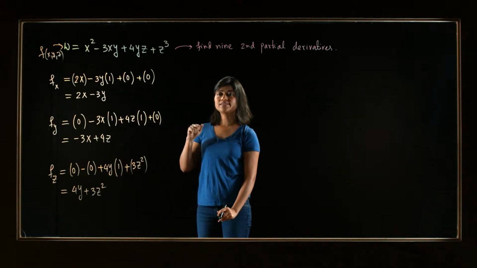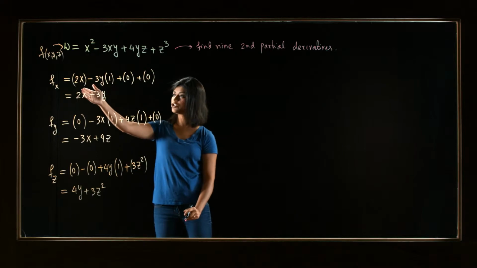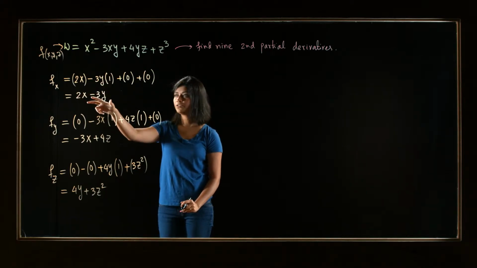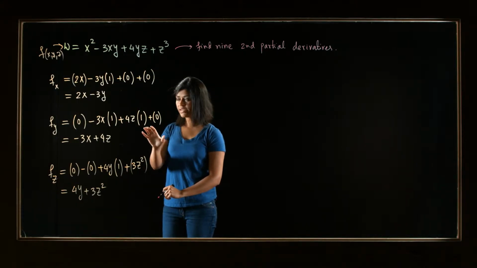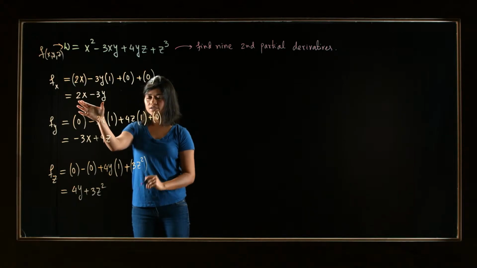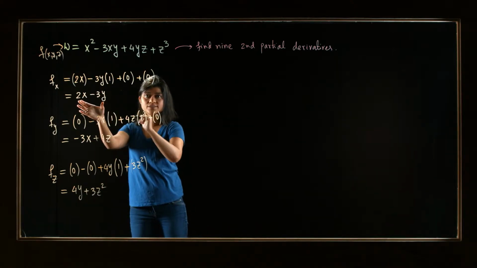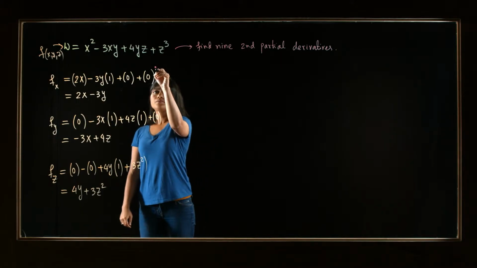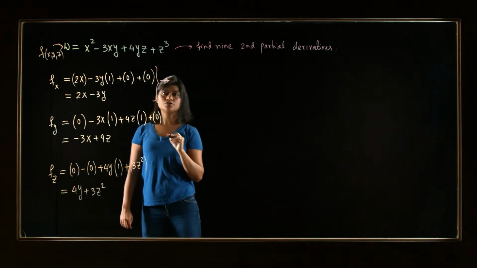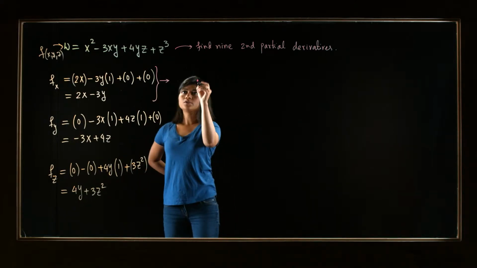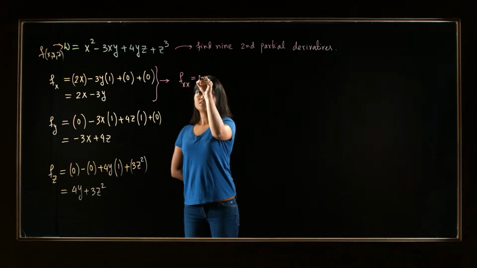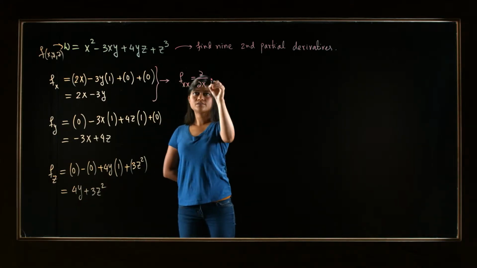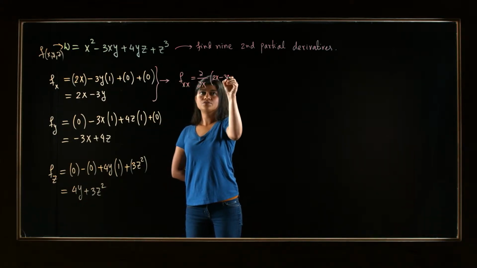Now we have to compute the second partial derivatives. So each of these expressions, you have to take the derivative with respect to x, y, and z. So once again, take this expression fx and compute its derivative with respect to x, y, and z. So let's start with this function here. The first one we'll compute is fxx. That means the partial with respect to x of fx, 2x minus 3y.